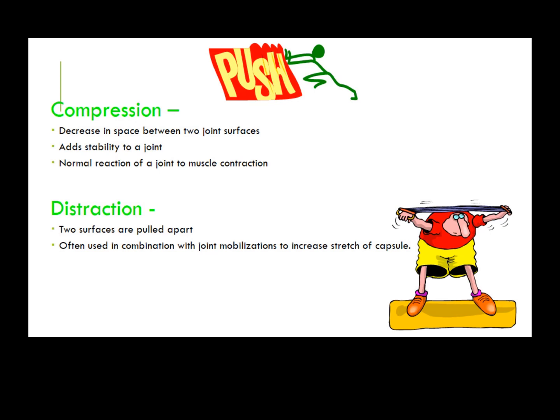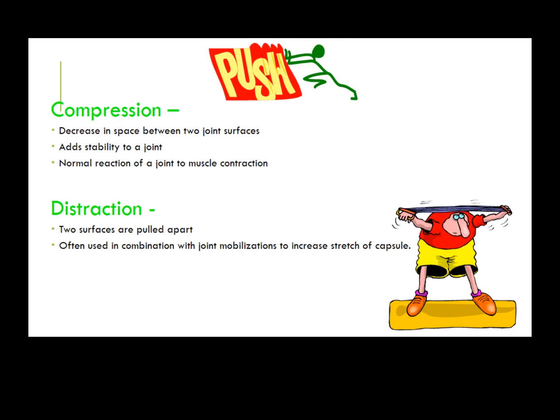that is known as distraction. It is often used in combination with joint mobilization to increase stretch of the capsule. So if you are pulling two joint surfaces, definitely you are going to stretch certain structures. So in case of joint distraction, what we give in mobilization, you are actually trying to stretch the capsule of the joint.